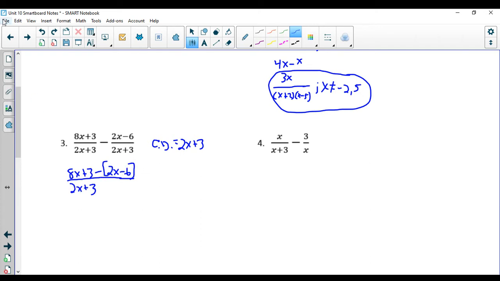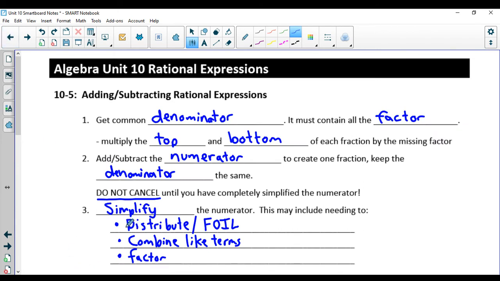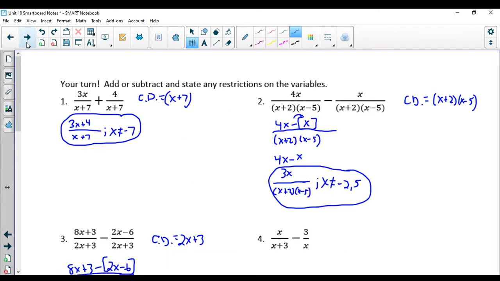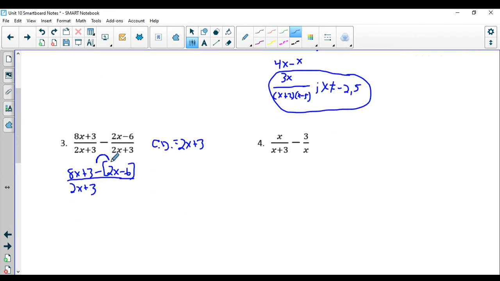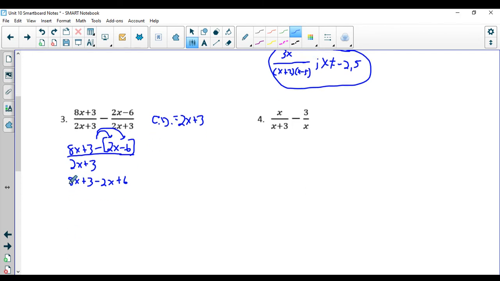So I cover the bottom. Going back to our steps here, we're going to distribute or FOIL, combine like terms, and then factor. So in this case, I have to distribute a negative sign through. So I'm going to have 8x plus 3 minus 2x and then plus 6. A negative times a negative is positive. We combine our like terms. 8x minus 2x is 6x. 3 plus 6 is 9.